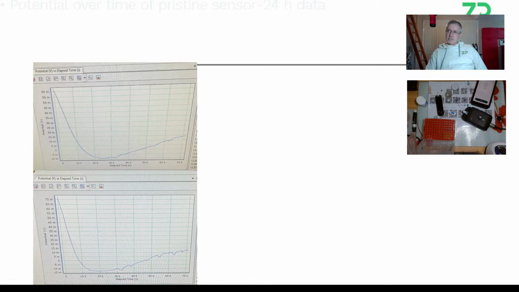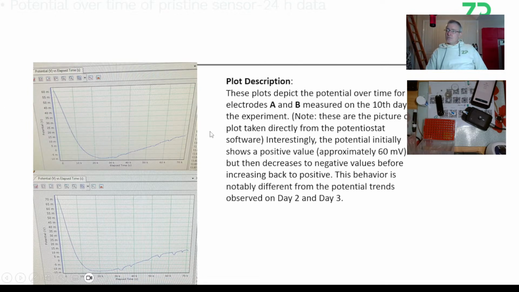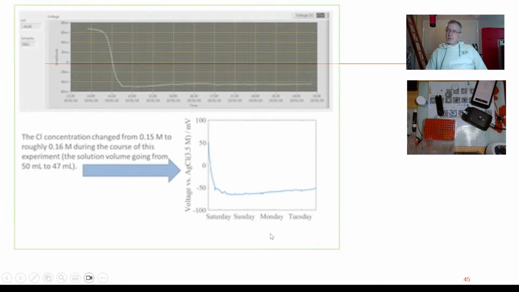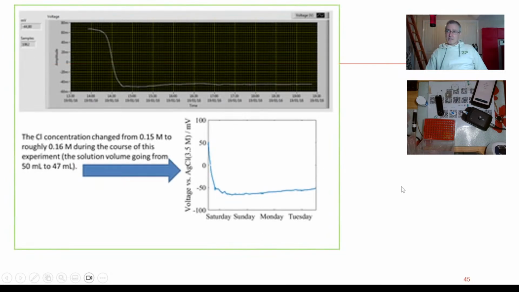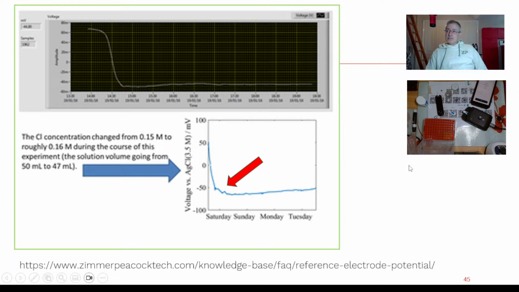Just out of interest, I did see this data here as well, where it changes quite dramatically, let's say. I just want to say that we've also got that kind of data, and I'm going to give you a link to it. But when we got that kind of data, what happened was we were using a beaker that was open, and we were actually getting evaporation from the beaker. So in fact, the solution was changing its concentration.